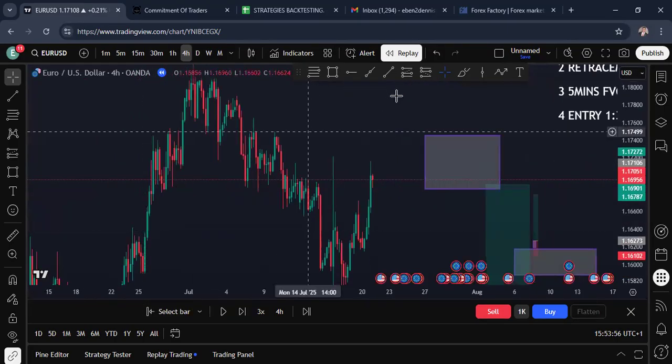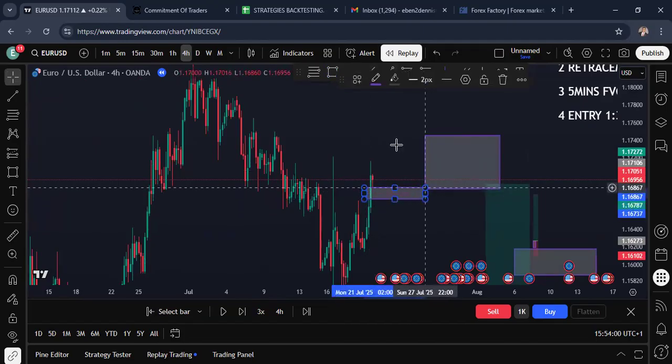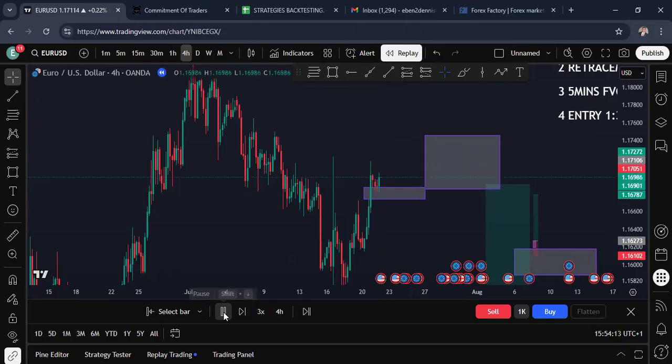Okay, so we have this FVG. This is an FVG that has formed right here. On this FVG, we likely want to see a retracement. We want to see this candle being covered. We want to see price coming back to the FVG before we make a buying or selling decision. Good.